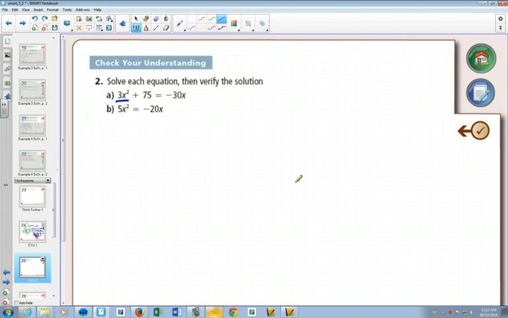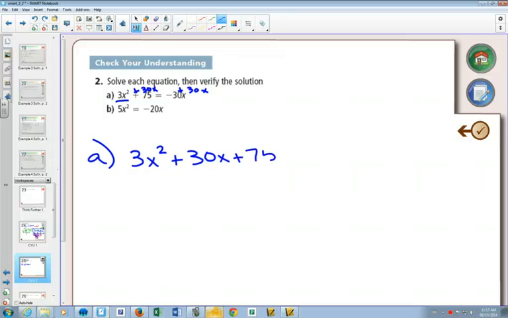Right now, it's not equal to 0, so I will add 30x to both sides. That will give me 3x squared plus 30x plus 75 equals 0. And then we need to change this to multiplying in order to figure it out. Because this one, you could try to guess and check, but to find both answers may take some time.